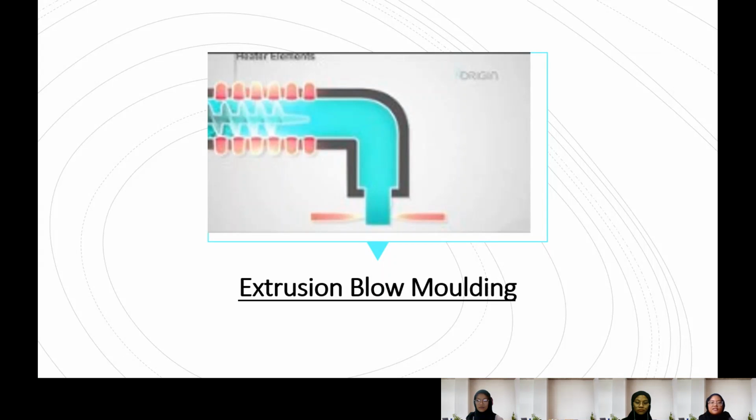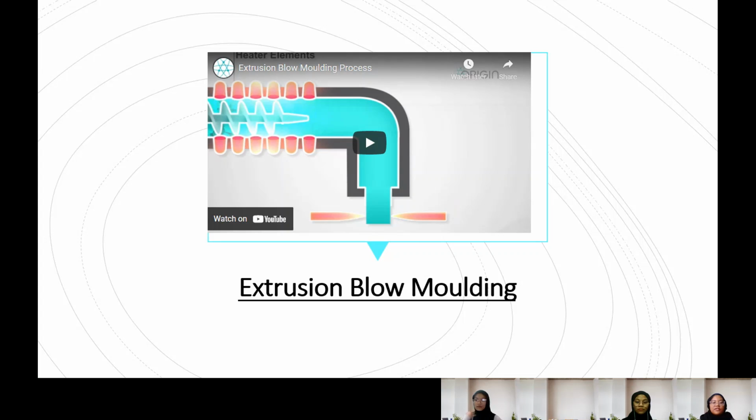Okay, so this is the example video for the extrusion blow molding process.